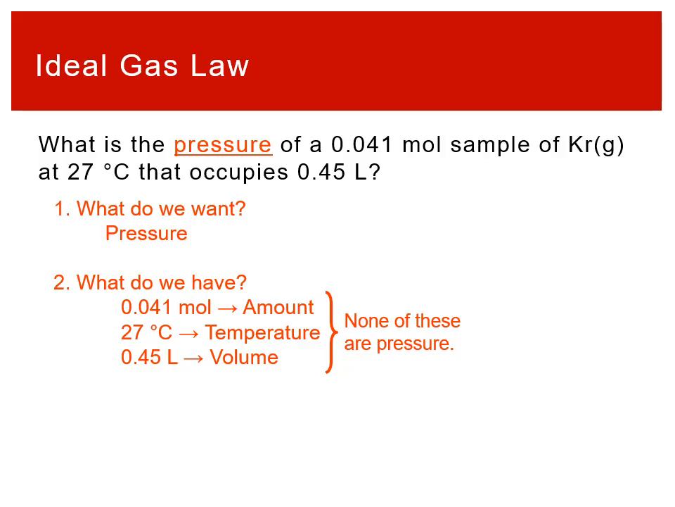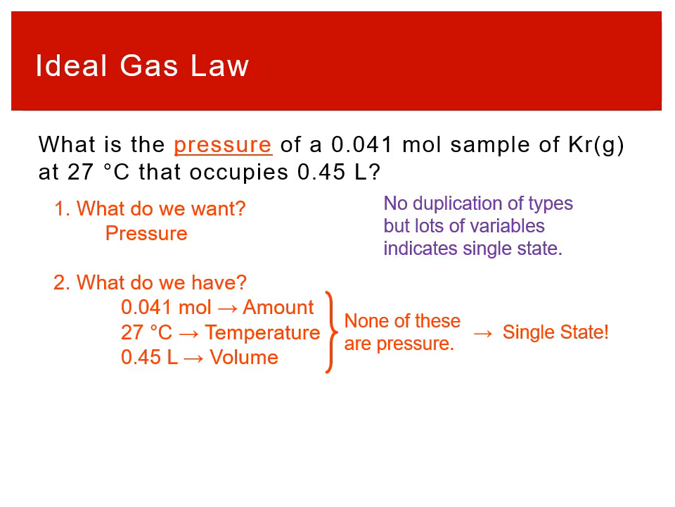Since none of them are pressures, what that implies is that this isn't a change, right? When we were dealing with the changes, if we were solving for, say, P2, we had to be given P1. But we're not given P1 here. We're asking for a single pressure. There's no other pressure variables given. That points to this problem describing a single state. And that means we're going to want to use the ideal gas law.